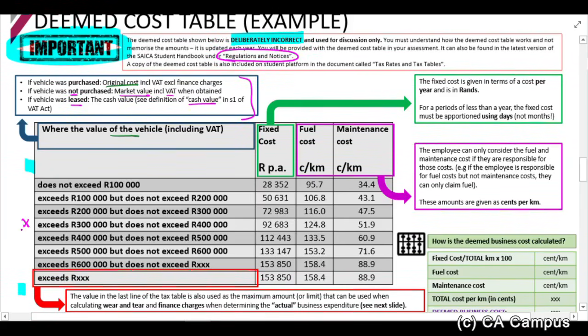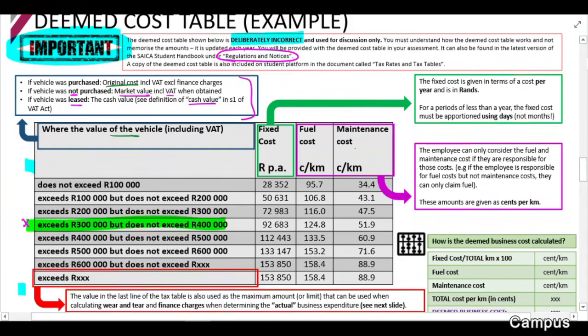So you've identified where your vehicle sits. Let's say it sits in this bracket. There are then three costs available to you: fixed cost, fuel cost, and maintenance cost. A couple of things that you need to pay attention to around this. First, let's talk about what the fixed cost is. The fixed cost is intended to replace things like insurance, repairs, maintenance, wear and tear, finance charges. All of those things are captured in the fixed cost. That's the idea behind it.